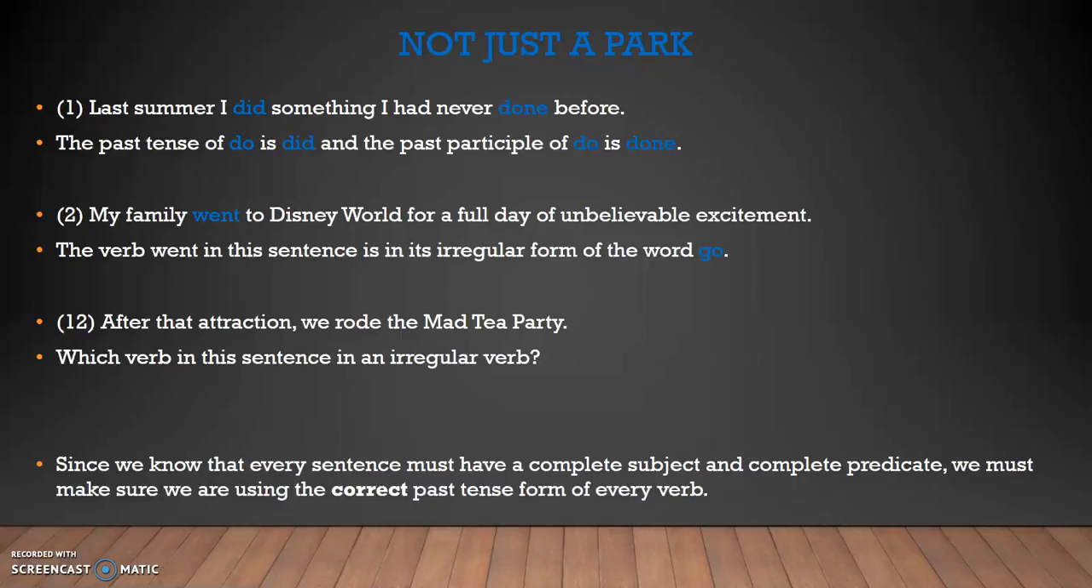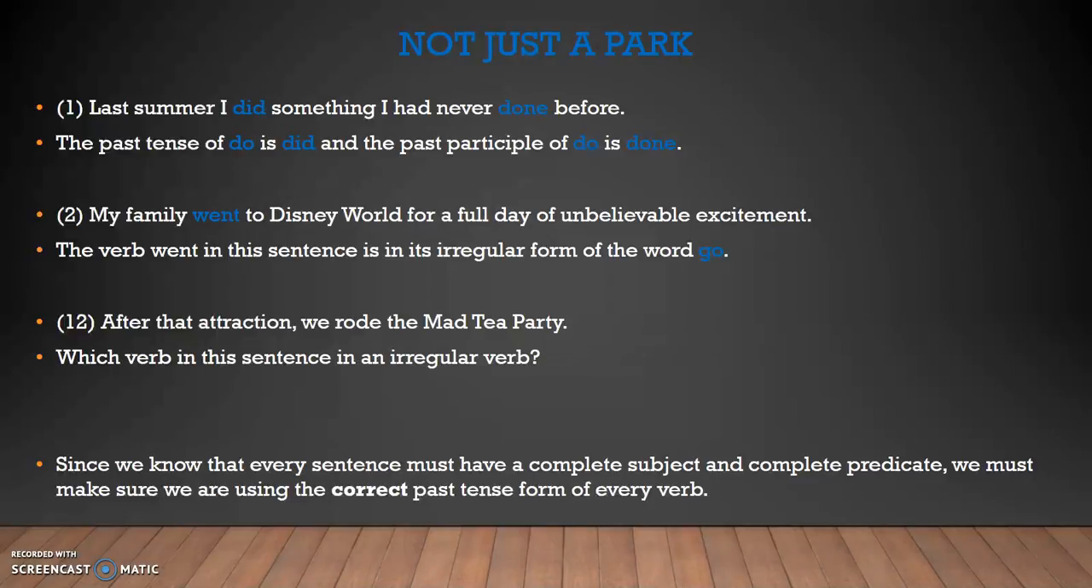The past tense of do is did, and the past participle of do is done. So, in your book for sentence 1, circle the words did and done. In the first sentence, circle the words did and done.